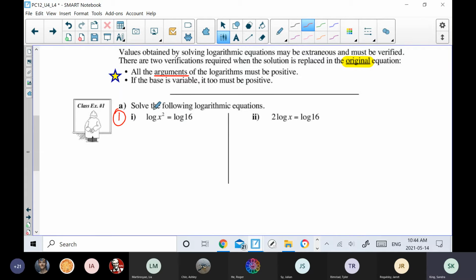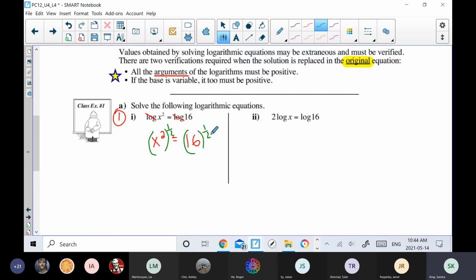What case 1 says is that if you have a log on both sides of the equation and they have the same base, you get to drop the logs and equate the arguments. This is a common log and this is a common log, base 10, base 10. I could drop my logs and equate my arguments. x squared is equal to 16. From here, I need to solve for x. So I'm going to raise this to the power of 1/2.